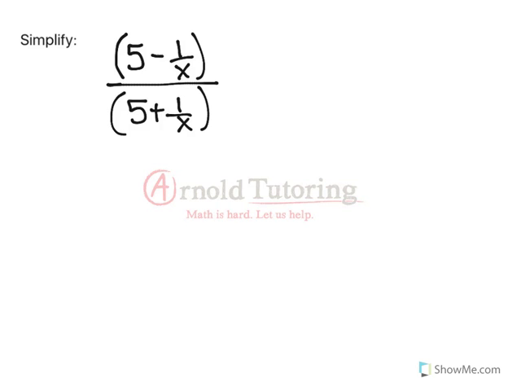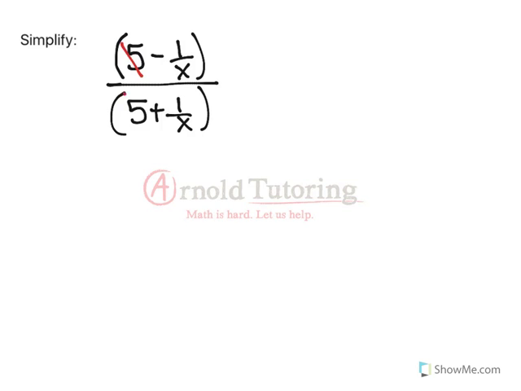The first thing we need to know is what we can't do, and that is we cannot cancel these 5's or the 1 over x's. The reason for that is that the terms on top are subtracted and the terms on the bottom are added. If everything was multiplied, we could cancel things on the top and the bottom, but because they're subtracted, we can't do that. If you forget that rule, we can do a little experiment.